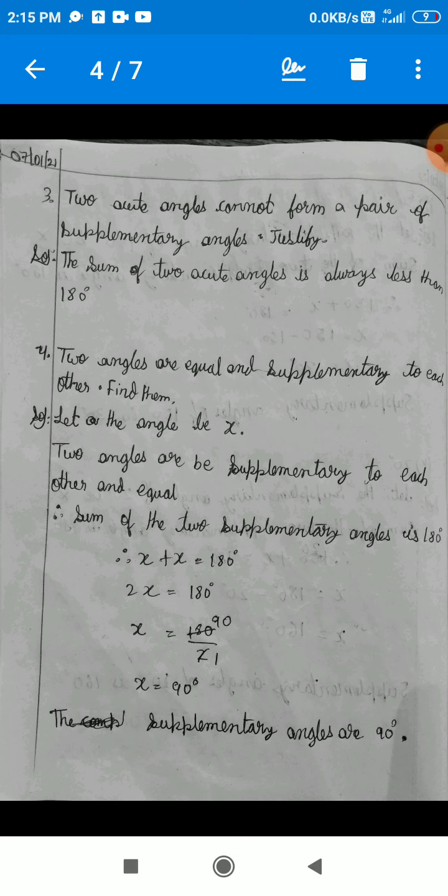Fourth, two angles are equal and supplementary to each other. Find them. Solution. Let the angle be x. Two angles are supplementary to each other and equal. Therefore, sum of the two supplementary angles is 180 degree. Therefore, x plus x is equal to 180 degree. 2x is equal to 180 degree. x is equal to 180 by 2. x is equal to 90 degree. The supplementary angles are 90, 90.